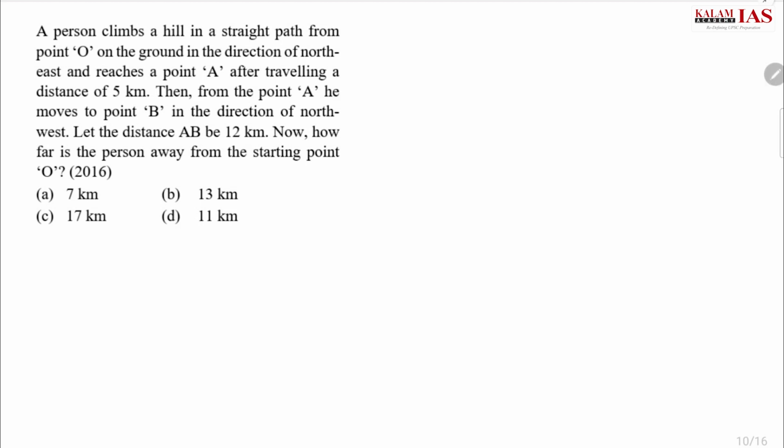So in this question, it is given a person climbs a hill in a straight path from point O on the ground in the direction of northeast. So suppose this is the point O and we know the northeast direction. This is north, this is south, this is east, this is west. Northeast is this direction. So from O he is going in the northeast direction. After traveling a distance of 5 kilometers, he reaches point A.